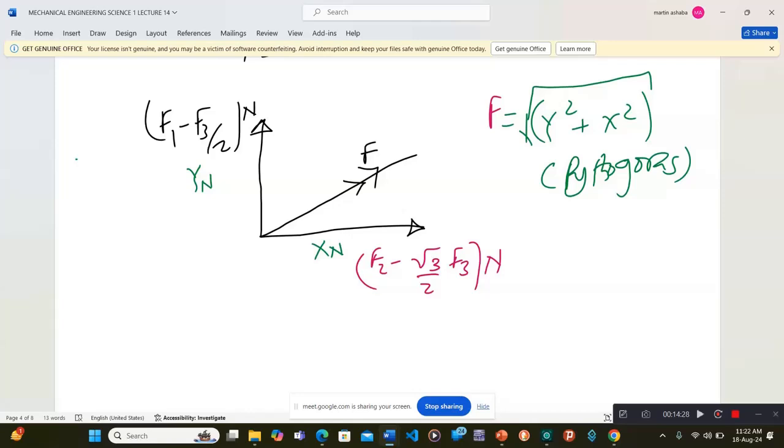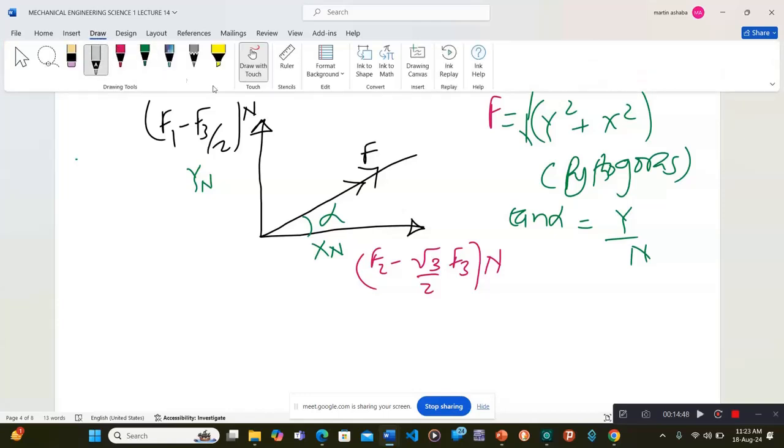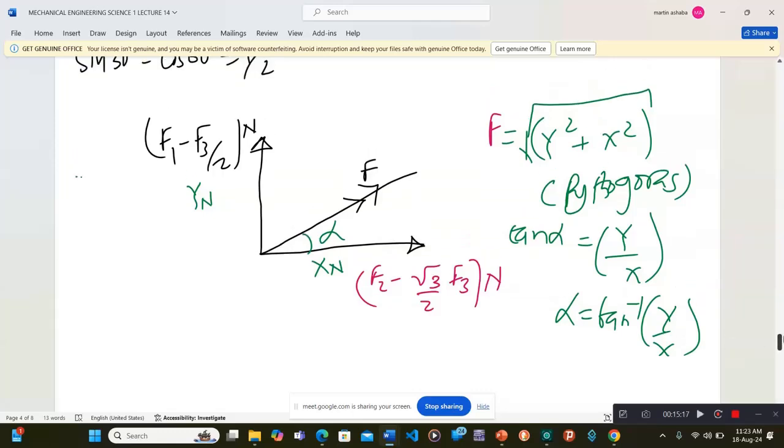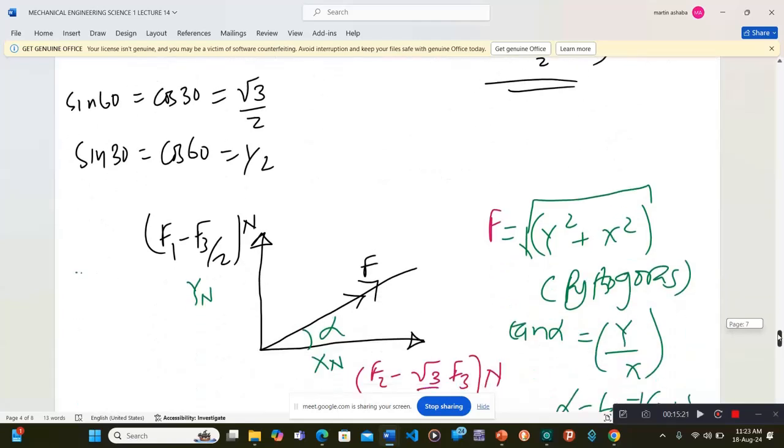Then obviously the direction will be given by tan. If I call this angle alpha, then tan alpha is opposite over adjacent, which will be Y out of X. Of course, your alpha will be arctan of Y out of X. And that would give you a summary for getting a resultant by the method of resolution if given a number of forces.